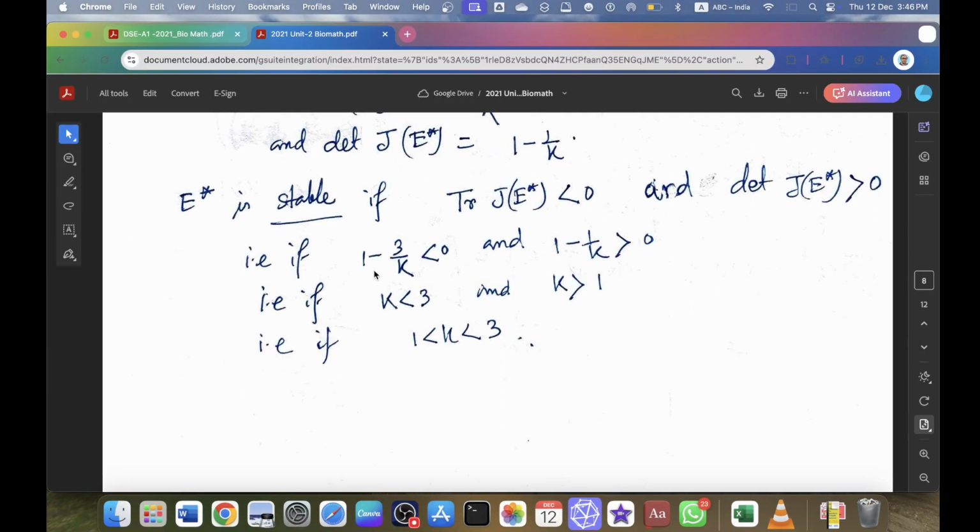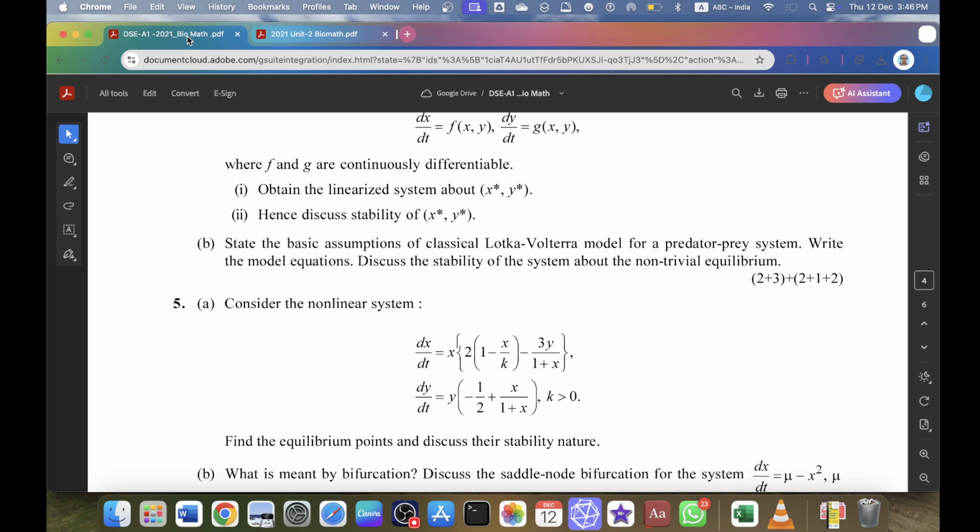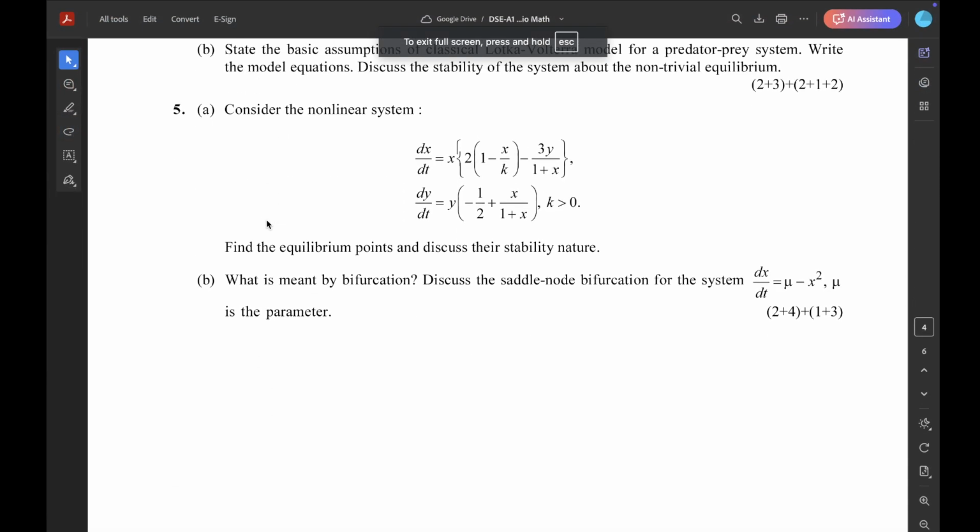Next question, 5b. What is meant by bifurcation? Discuss saddle node bifurcation for the system d/dt of x equal to mu minus x square, where mu is the parameter.